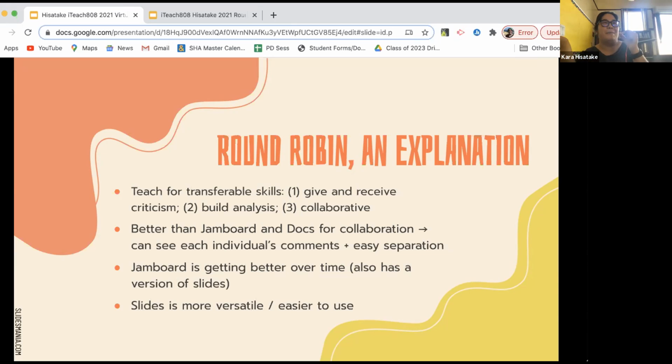Jamboard has some possibilities, so I wouldn't rule it out, but I think Google Slides overall is easier, and it has more possibilities.